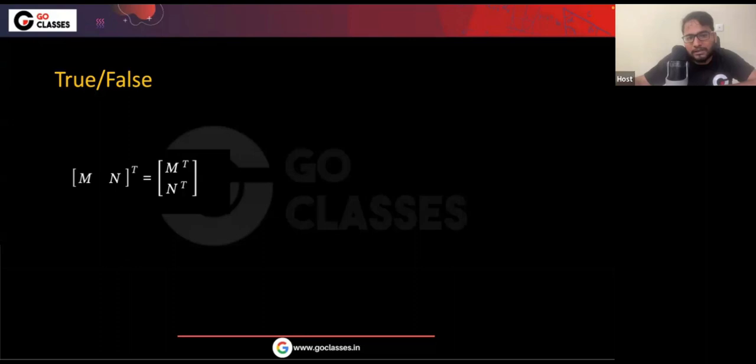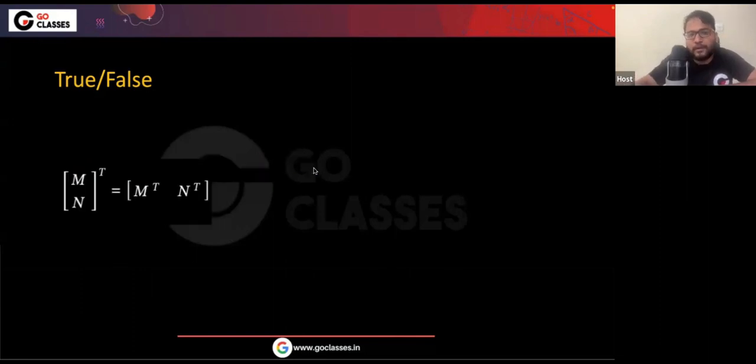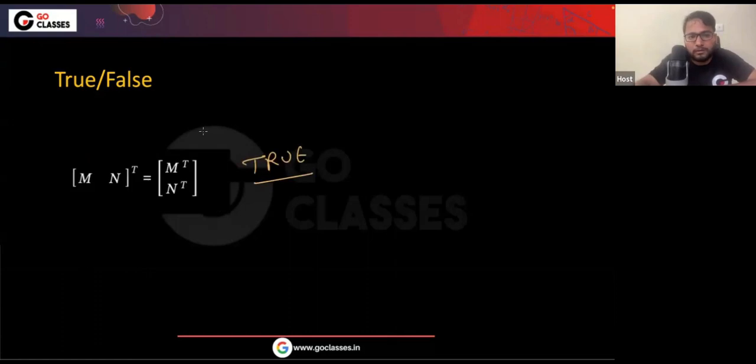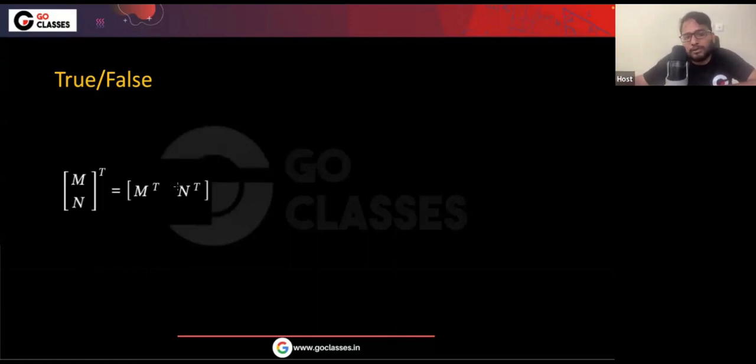So I think this is true, right? You will be taking the whole transpose like this and then the individual transposes also. So that's why it is true, right? What about this? These are different questions. What about this? Yes, the whole transpose also, and the individual transposes also. So that's why this is also true.